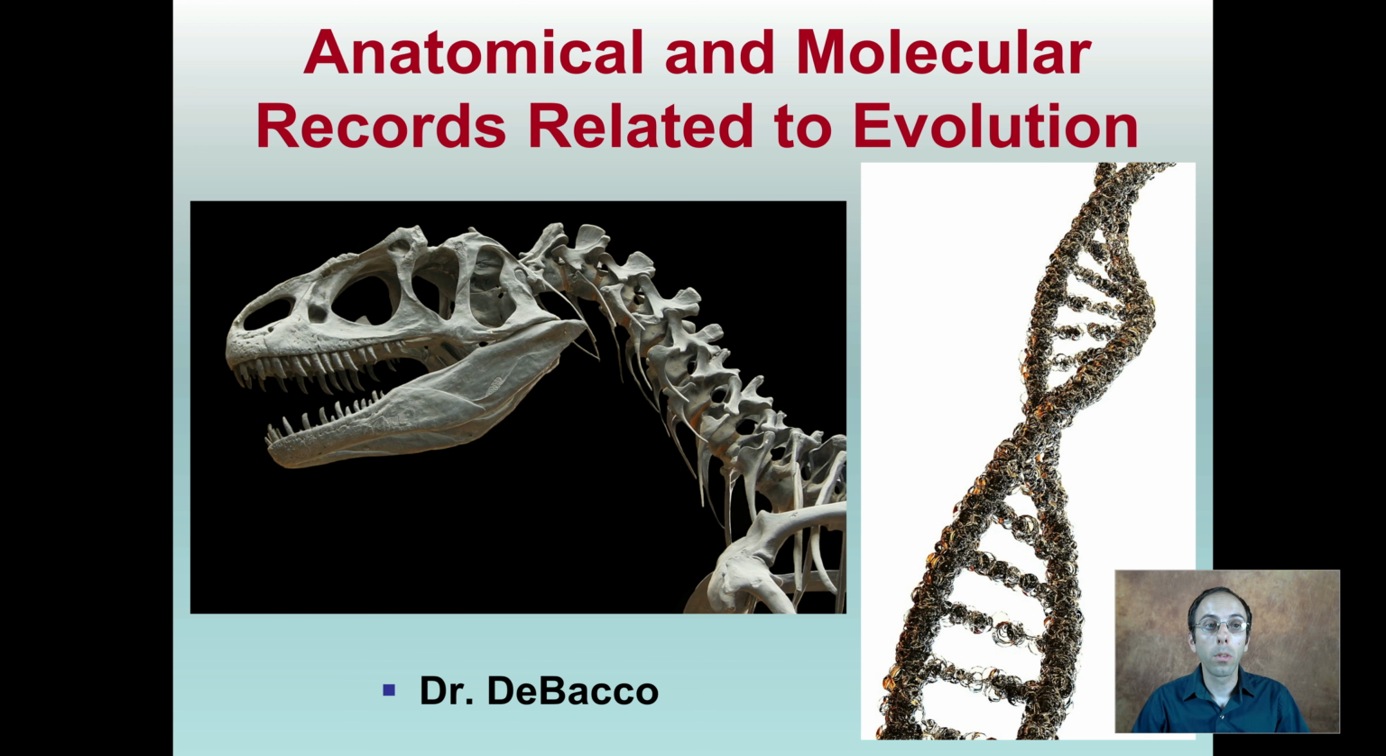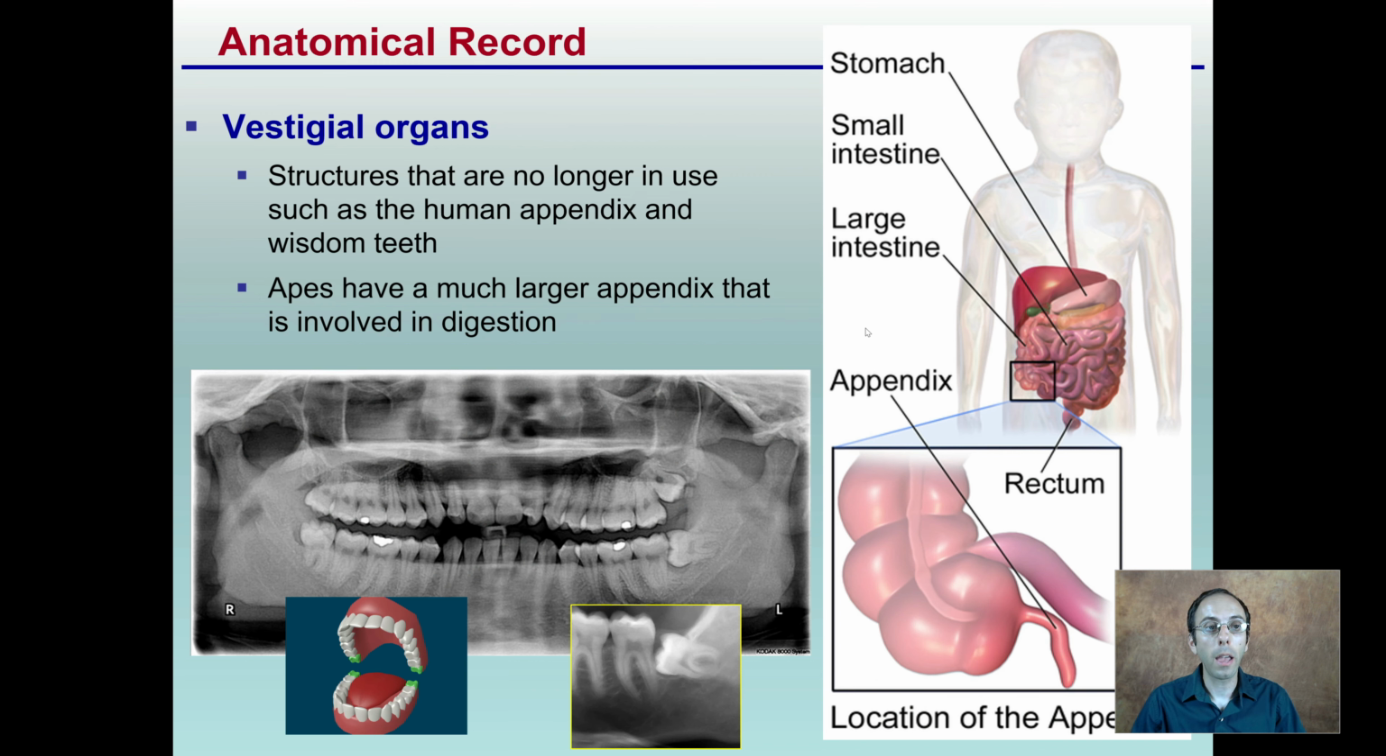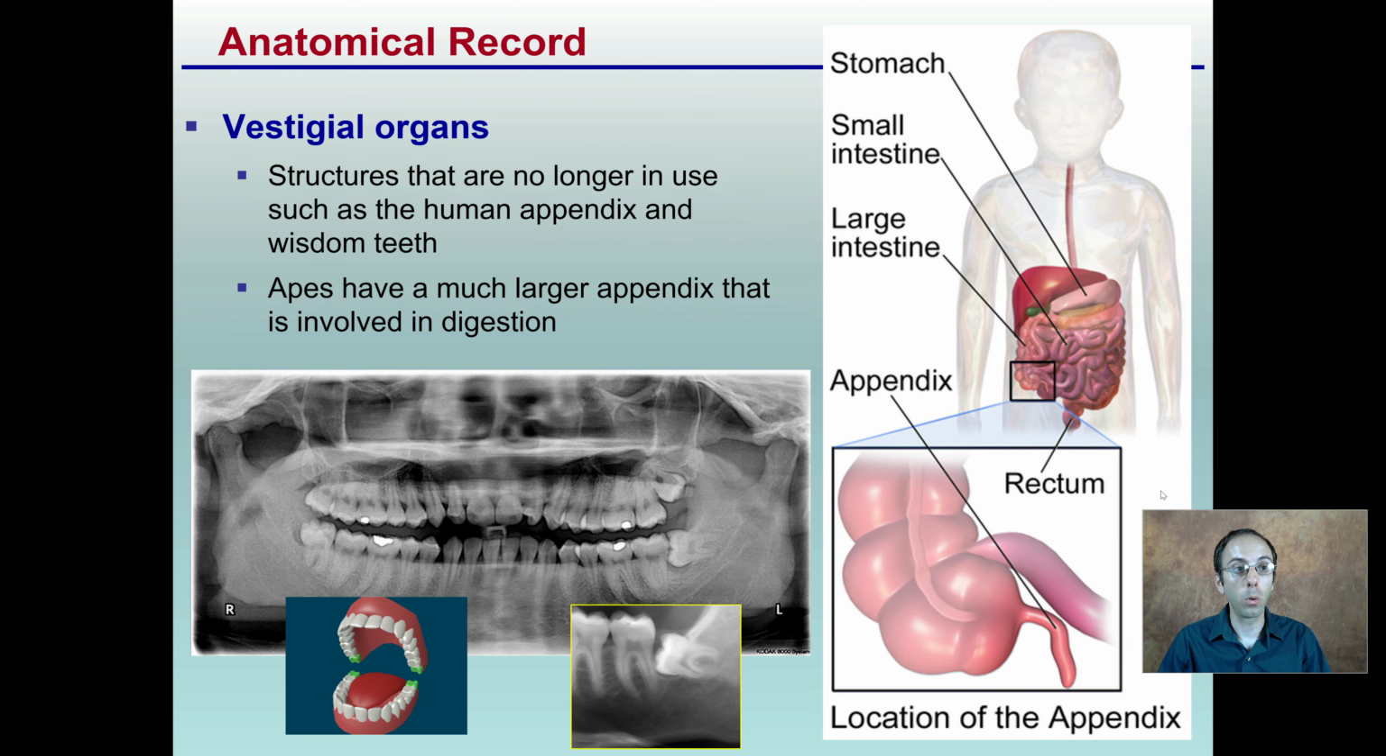So here I'm going to go through some of the anatomical and molecular records related to evolution. Think of it as some of the macroscopic and some of the microscopic records related to evolution. First off, we have the presence of vestigial organs.